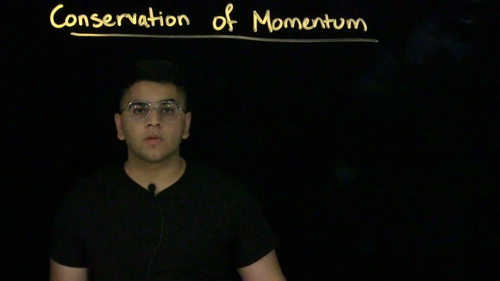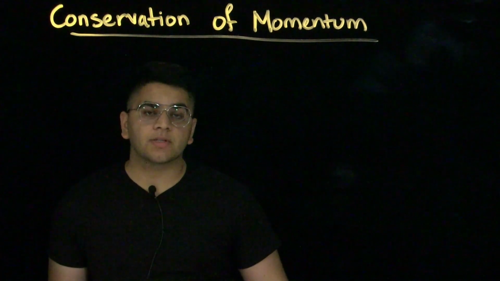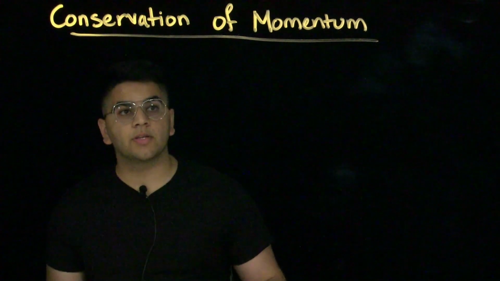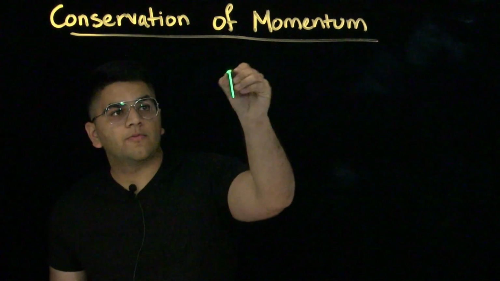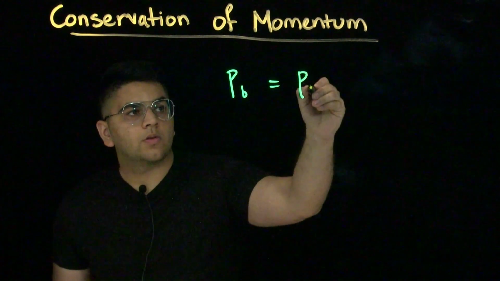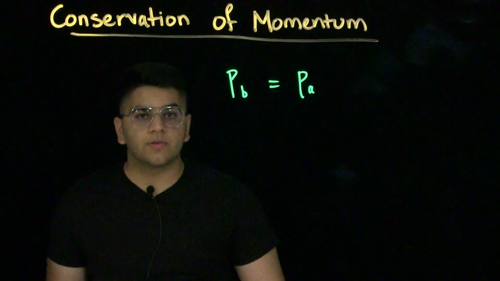Similarly, in momentum, whenever you have collisions, the momentum of the objects in the collision remains the same. So, the essential rule is the momentum before must equal the momentum after. Let's see this rule in application using an example problem.